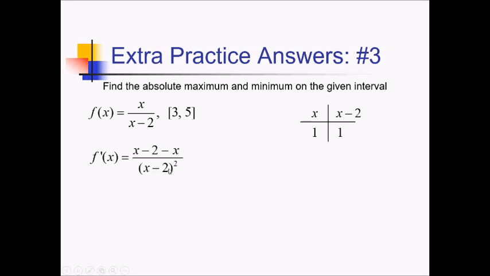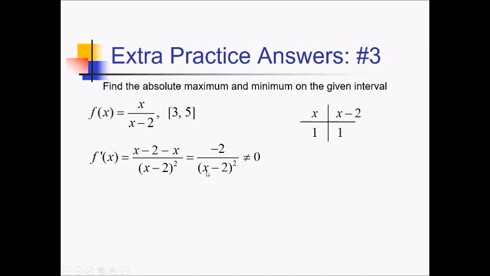Let's simplify this a bit. These x's cancel, so this is just negative 2 over x minus 2 squared. And in terms of critical values, things that make this fraction either 0 or undefined, well, we have a constant in the numerator, so this is never going to be able to equal 0.